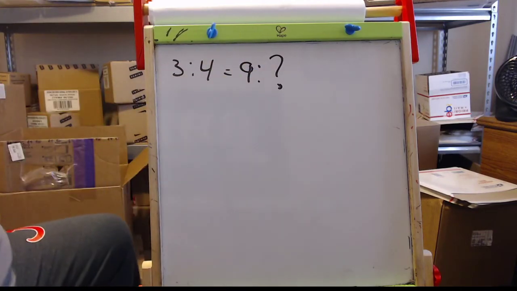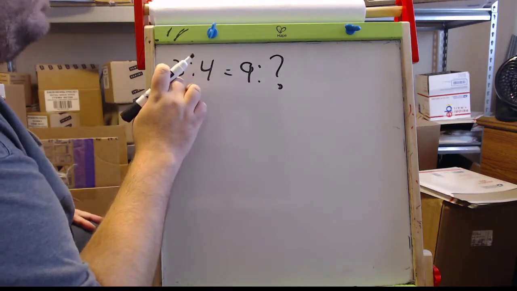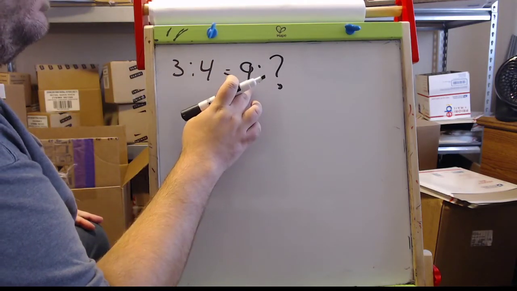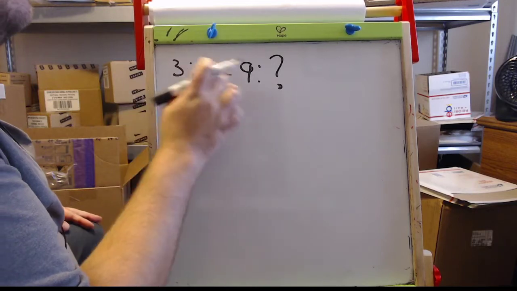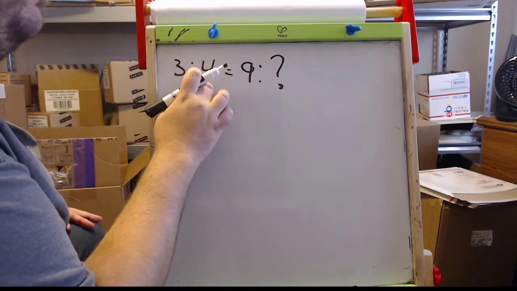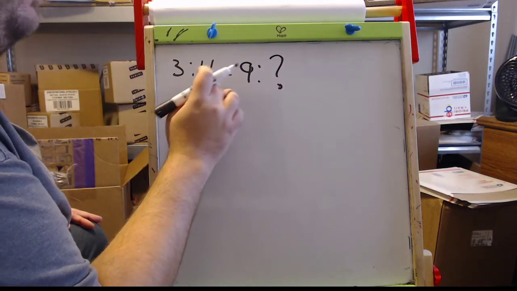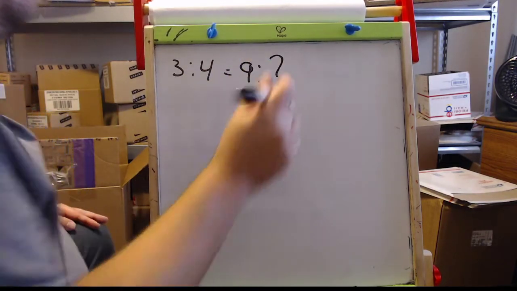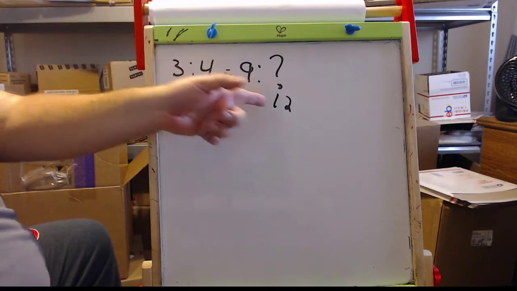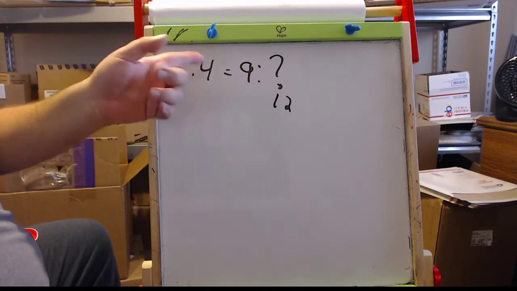The way you work this out is very simple. What times 3 gives you 9? 3 times 3 gives me 9. Multiply this number by that same value. So 4 times 3 is 12. And we get 9 to 12 is the same as 3 to 4.